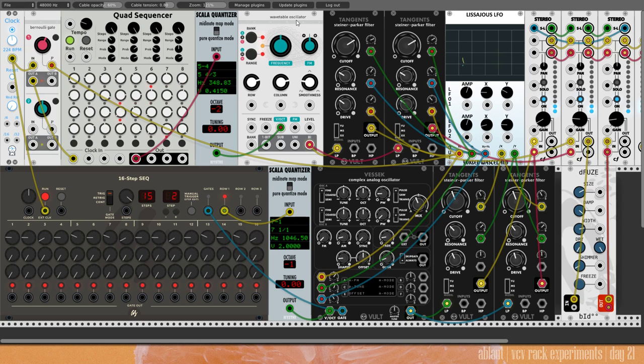It kind of reminds me of some late 70s, early 80s Tangerine Dream kind of thing. Although it would probably need a couple more layers to really be Tangerine Dreamy, but well, for today, this is my patch.